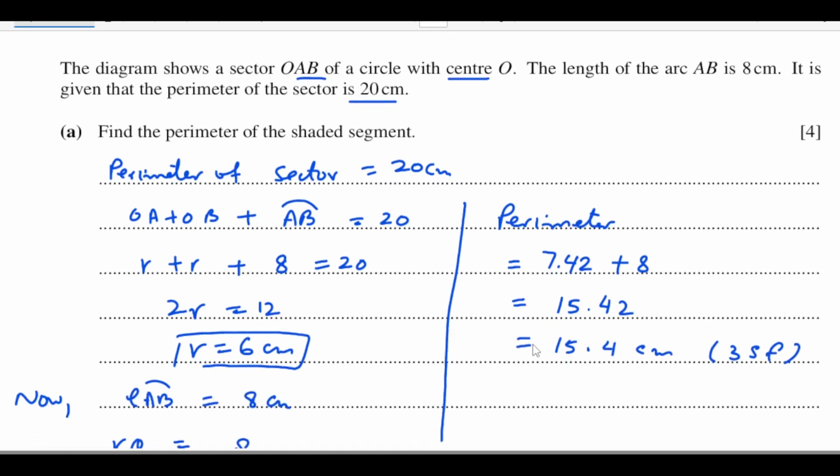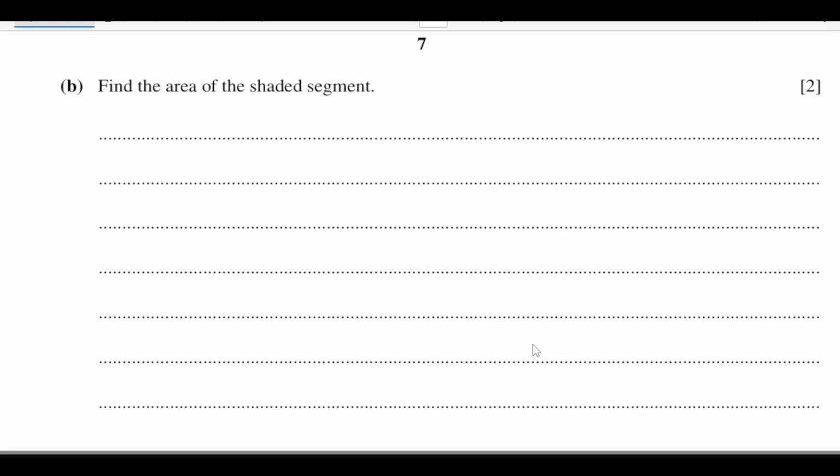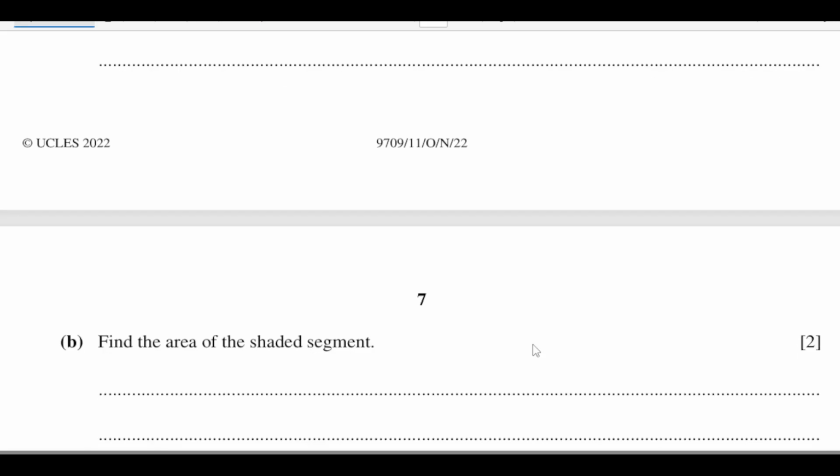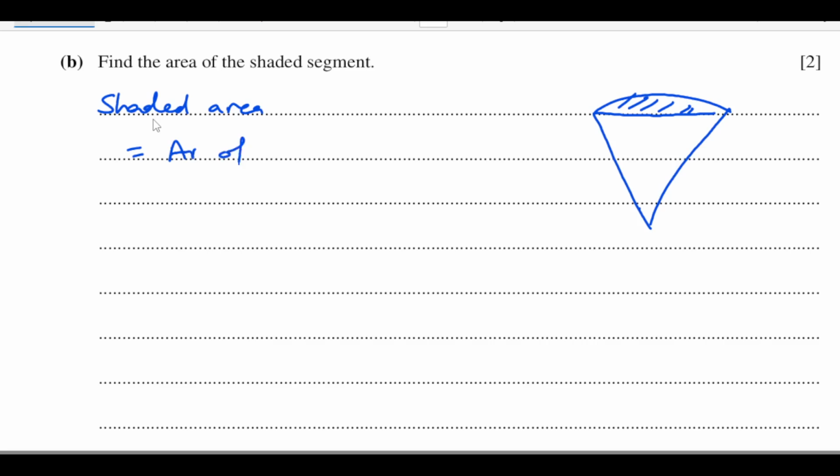Right, now part B, find the area of the shaded segment. So for the area of the shaded segment, we will have the area of the sector. So it's like this. Let me just draw a rough diagram. So we are looking for this area. So the area of this sector minus the area of the triangle, right? So the shaded area is the area of the sector minus the area of the triangle.